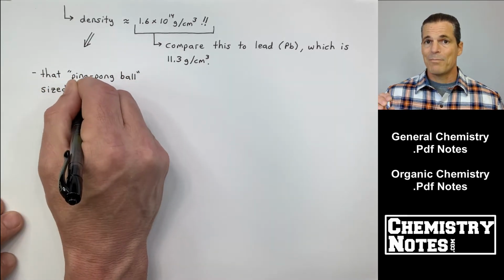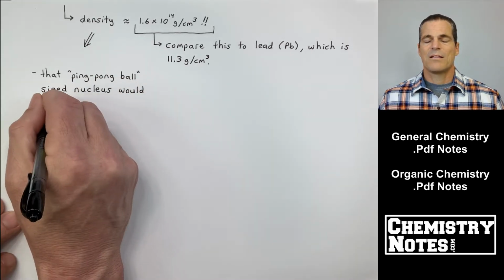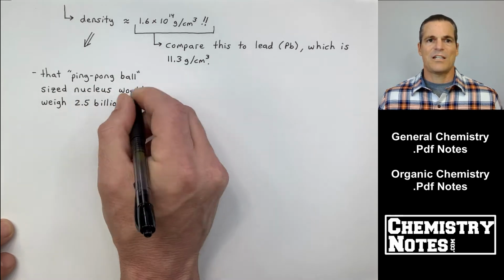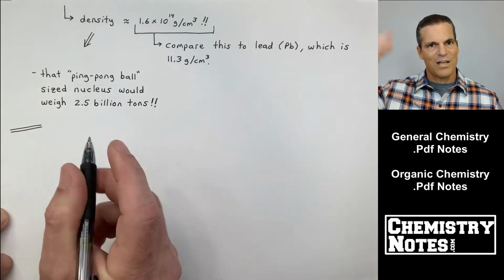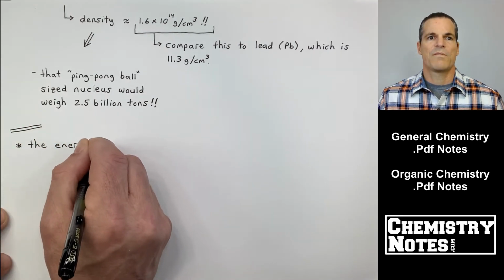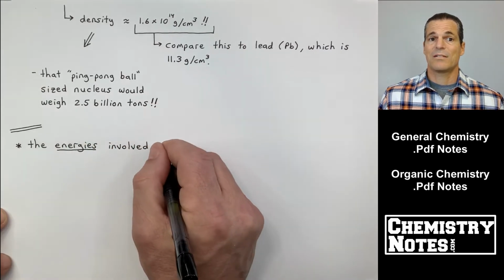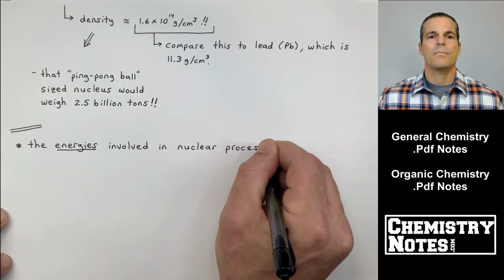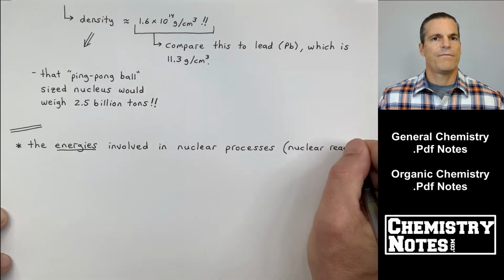So that little ping pong ball nucleus, good luck trying to move it, right? The density is indescribable. It's beyond comprehension. It's like trying to understand Avogadro's number and the amount of sheets of paper it would take to go up to the sun. It's just beyond our realm of comprehension. Anyway, it says that a ping pong ball sized nucleus would weigh 2.5 billion tons. So, nuclei: very, very small, very, very dense.